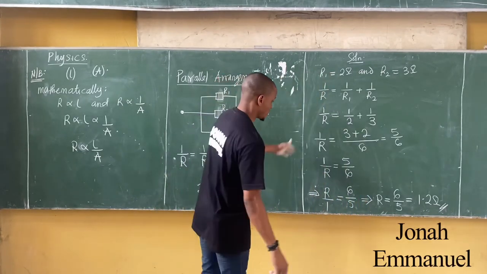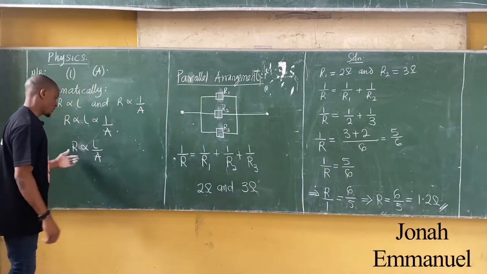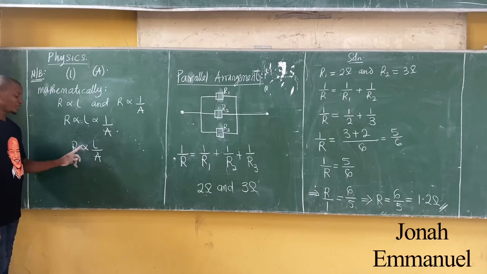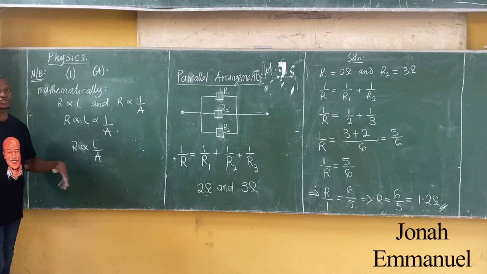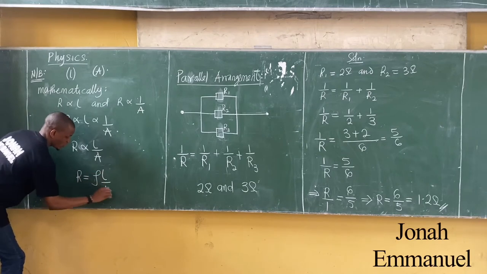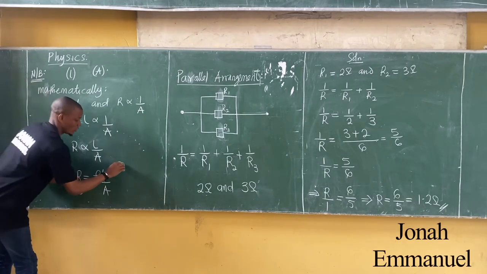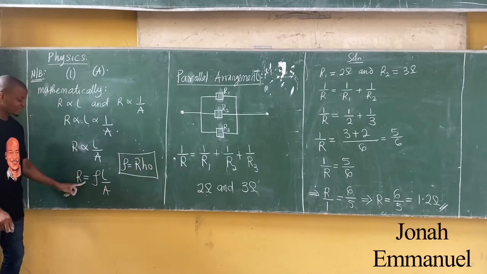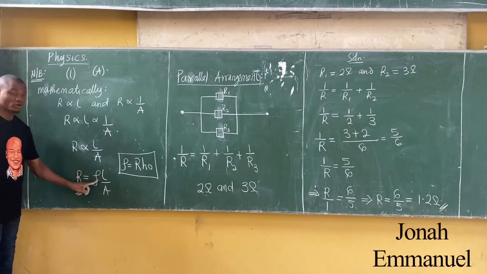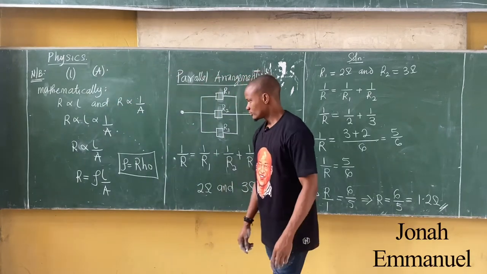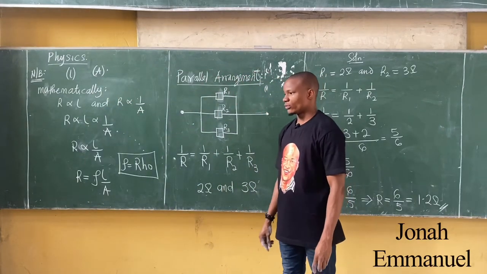When you have something like this that involves a proportionality sign, what do you do? Change the proportionality sign to equal to and introduce a constant. In this case, R is equal to the constant, which is called rho, times L over A. It's a Greek symbol called rho. So R is equal to rho L all over A.